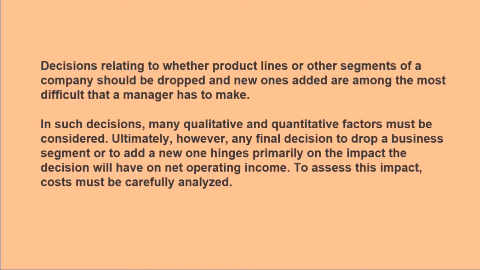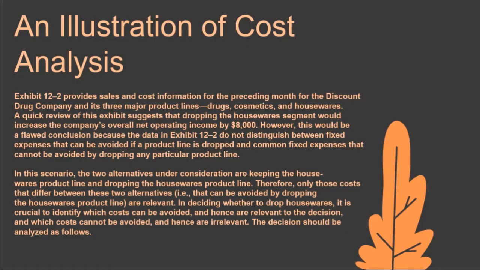An illustration of cost analysis. Exhibit 12-2 provides sales and cost information for the preceding month for the Discount Drug Company and its three major product lines: drugs, cosmetics, and housewares. A quick review of this exhibit suggests that dropping the housewares segment would increase the company's overall net operating income by $8,000. However, this would be a flawed conclusion because the data in Exhibit 12-2 do not distinguish between fixed expenses that can be avoided if a product line is dropped and common fixed expenses that cannot be avoided by dropping any particular product line.